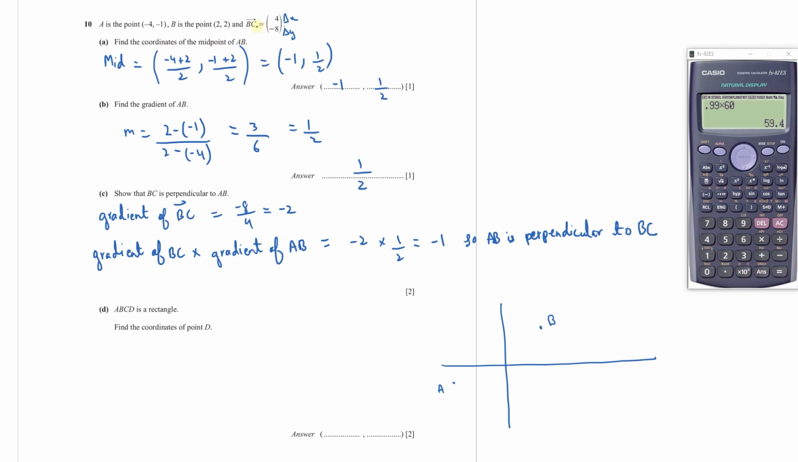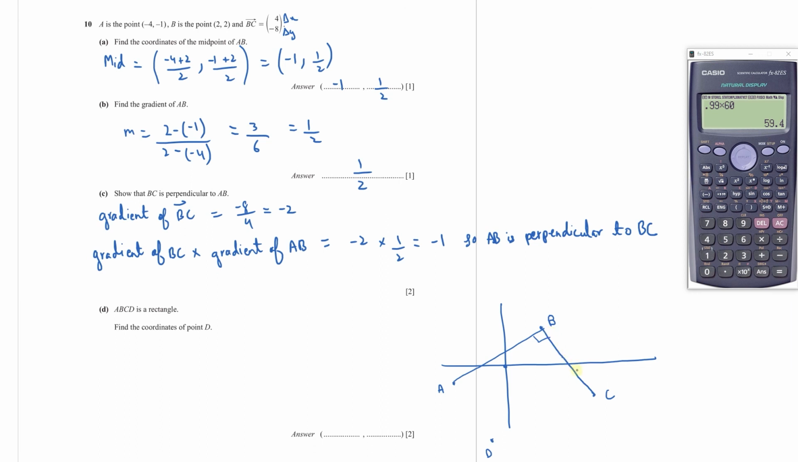And then your point C is you go -8 in y direction and +4 in x direction. So +4 in x and then -8 here. So you will end up somewhere here. So this will be your point C. So if this is the AB and this is BC, and we know that they are perpendicular, so the point D to make the rectangle ABCD will be somewhere here, right? This will be the point D.